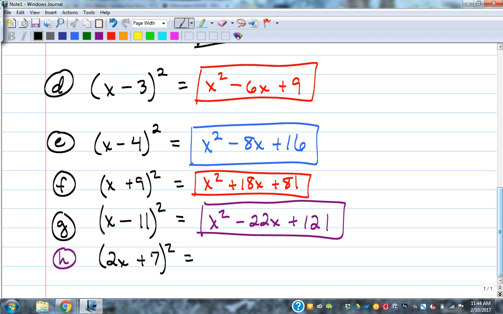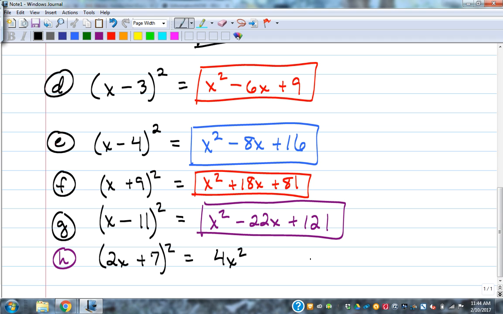But the pattern stays the same. So the first piece is squaring this. When you square 2x, what does it become? 4x squared. Because you're squaring the whole thing. You're saying 2x times itself. 2x times 2x is 4x squared.